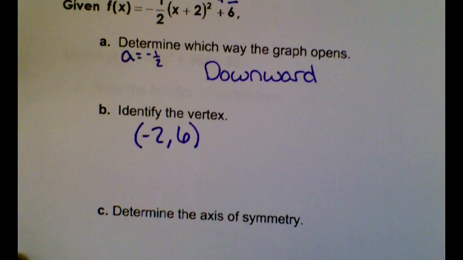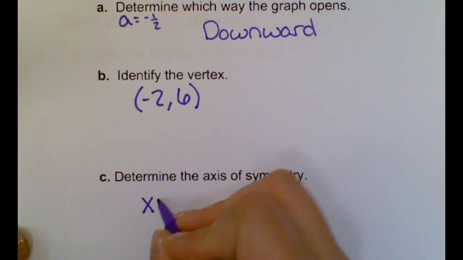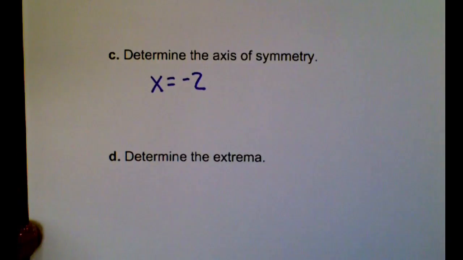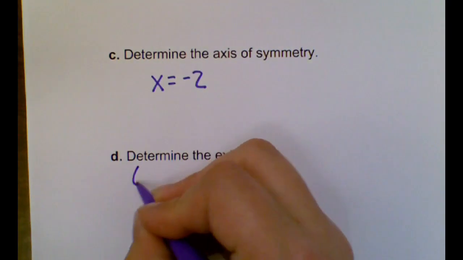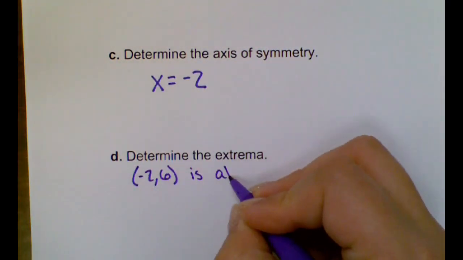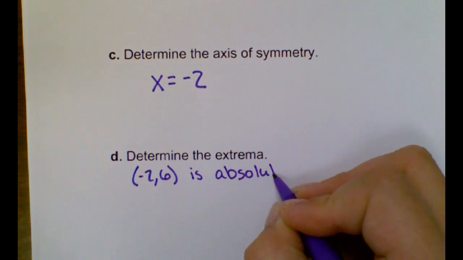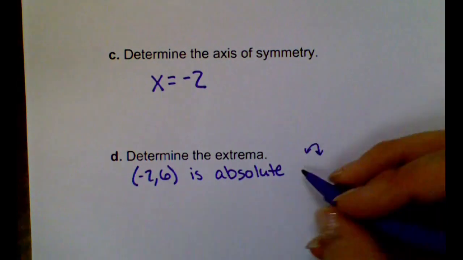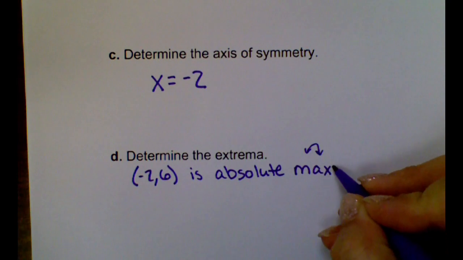The axis of symmetry, straightforward. X equals h. Our h here is negative 2. And to determine the extrema, well, we know that the vertex, negative 2, 6, is the extrema, and it is the absolute maximum or minimum. Since my parabola opens downward, it is an absolute maximum.